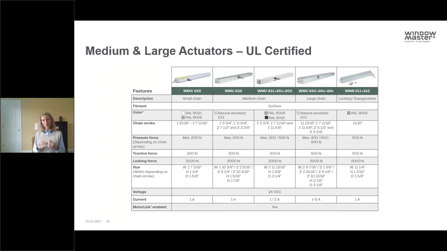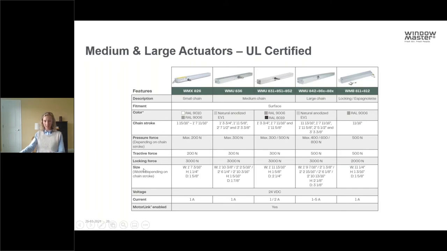So then we go into these other categories called a medium or a large, sometimes even called an elephant actuator, because they're so strong and so large. So same thing here. They differ in the different type of colors that they come in standard, the chain stroke lengths, the pressure force, the tractive force, the locking capability, and the size.